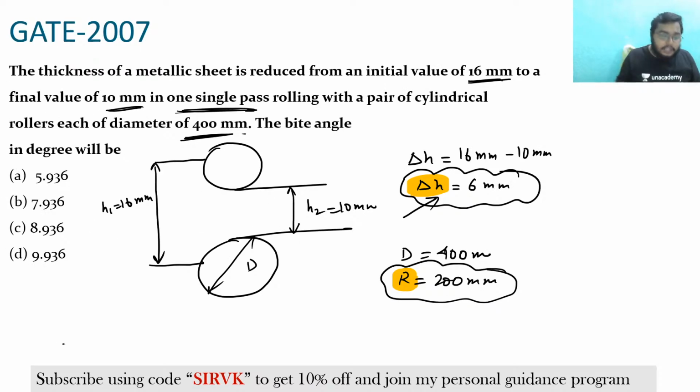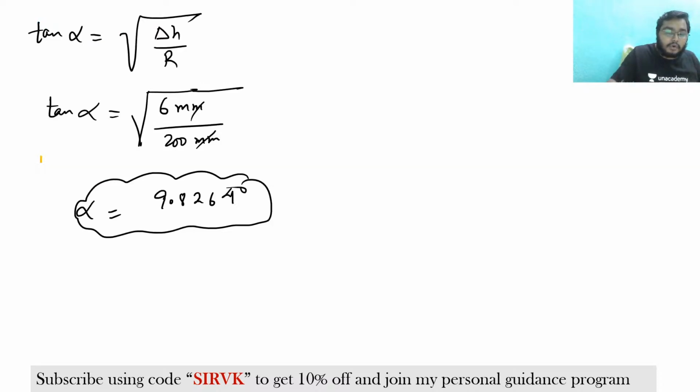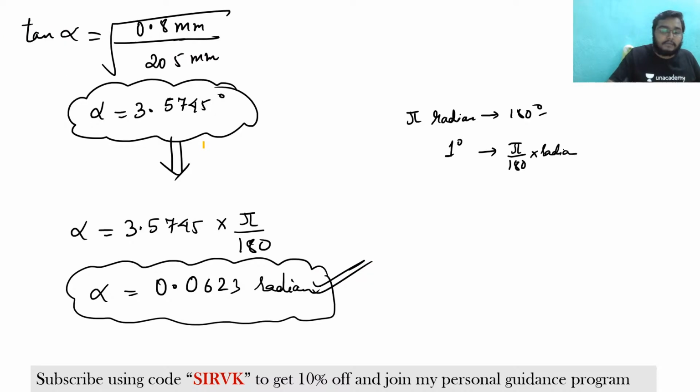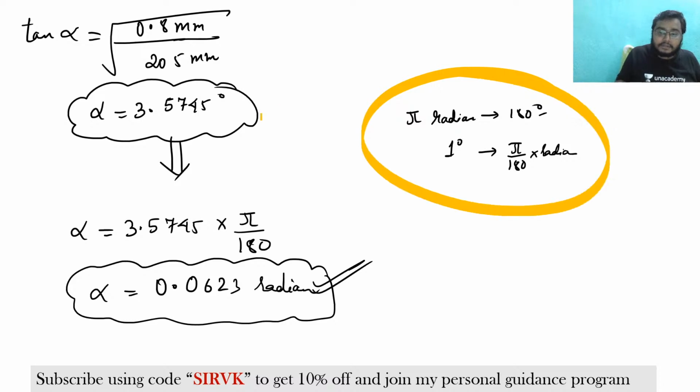So any doubt? See, in this question, most importantly, the bite angle was asked in degrees, so you have given the answer in degrees. Now in the earlier question, the bite angle was asked in radians, so you have done these kinds of conversions, and then you got the answer in radians.